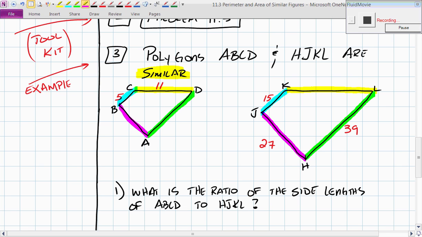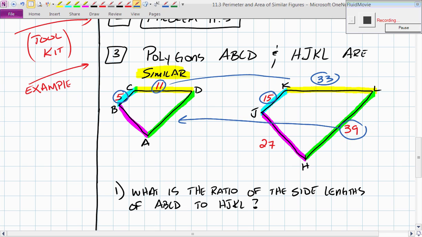What would KL have to be? You can just shout it out. Yeah, KL would have to be 33. Because in order to get from 5 to 15, what do we do? Multiply by 3. So what's the ratio of the smaller one to the bigger one? 1 to 3. Good. So from 11, we multiply by 3, and we come up with 33. Good. If this one's 39, how do I go back? Divide. Yeah, so what would AD be? 13. Yeah, very good.